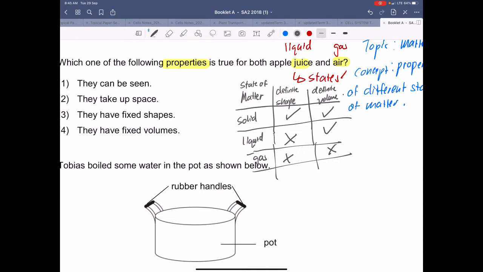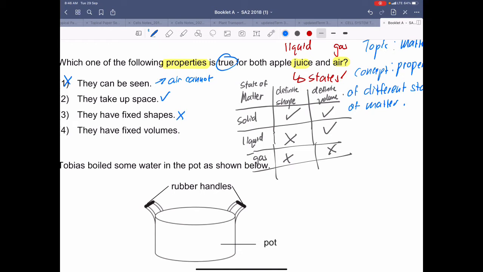let's go back to the question, which is true for both. They both can be seen. This is wrong. Why? Because air cannot be seen. They take up space. This is true. Whether it can be compressed or it cannot be compressed, does my air still take up space? Yes, because in order to be matter, it has to occupy space and have mass.